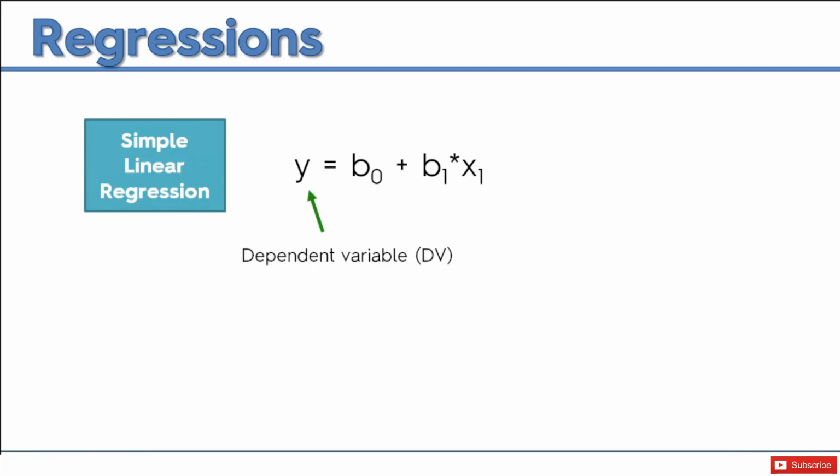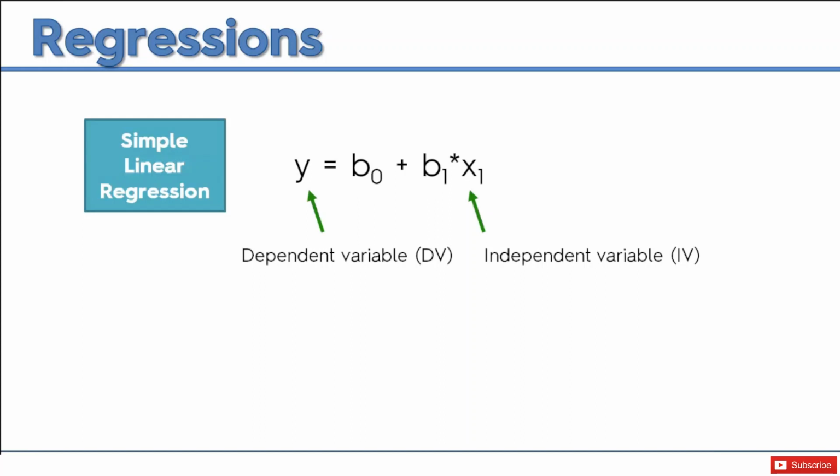So this is the dependent variable. The dependent variable is something you're trying to explain. For instance, how does a person's salary change with the years of experience that he has? In that case, y would be the dependent variable. Or what grade does a student get depending on how much time he's put into studying? In that case, y would also be the dependent variable.